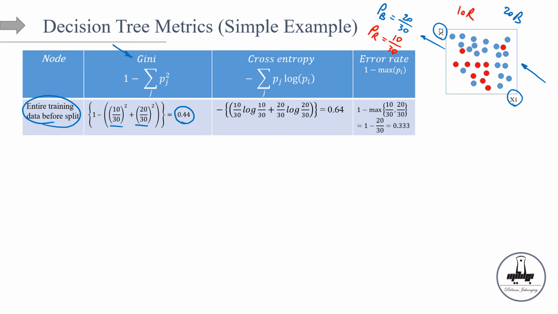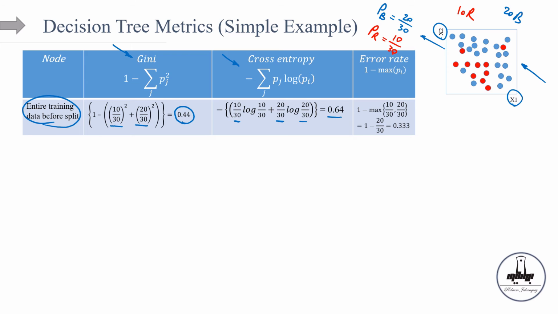For cross entropy, it's minus the summation of p log of p, right? So again, when the class is red versus when the class is blue, the probabilities. So 1/3 log of 1/3 plus 2/3 log of 2/3. When I say 10/3, I mean 10 over 30. Okay, so if we add these up and multiply by -1, we get this number, 0.64.